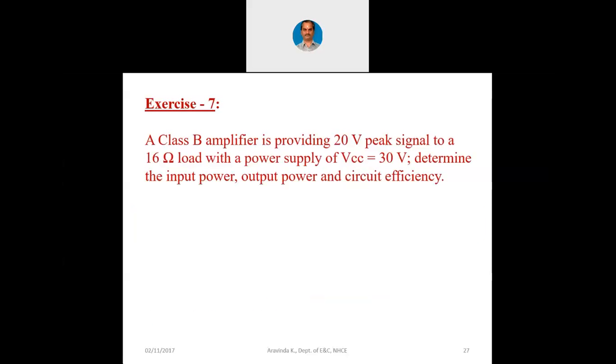Let us have an exercise now based on the same formulae. A class B amplifier is providing a 20 volt peak signal to a 16 ohms load with the power supply of VCC 30 volts. Determine the input power, output power and circuit efficiency.